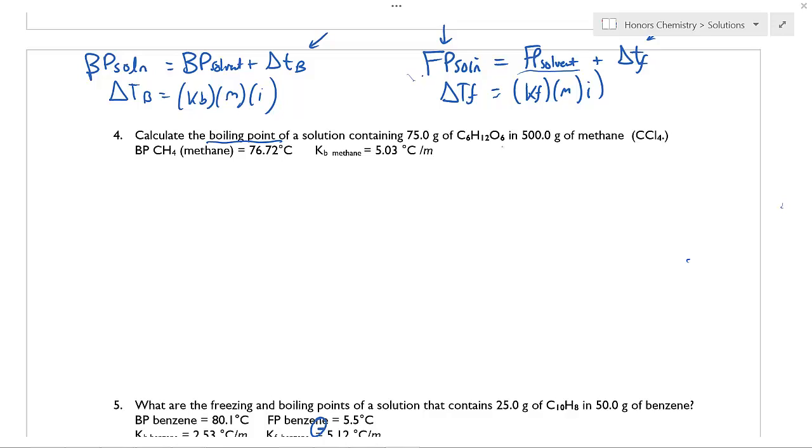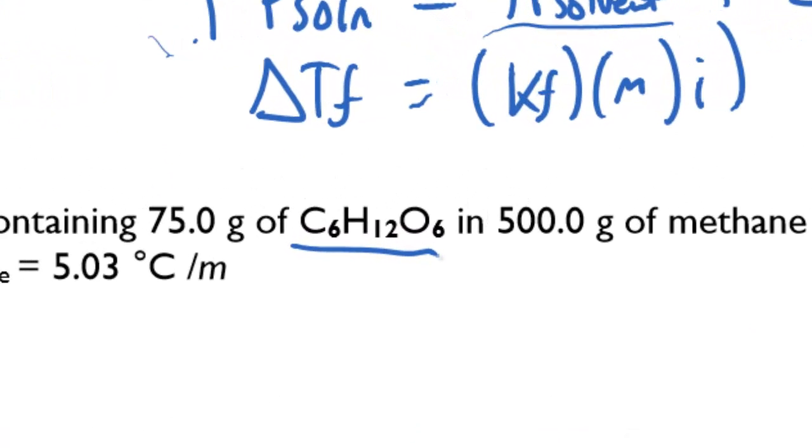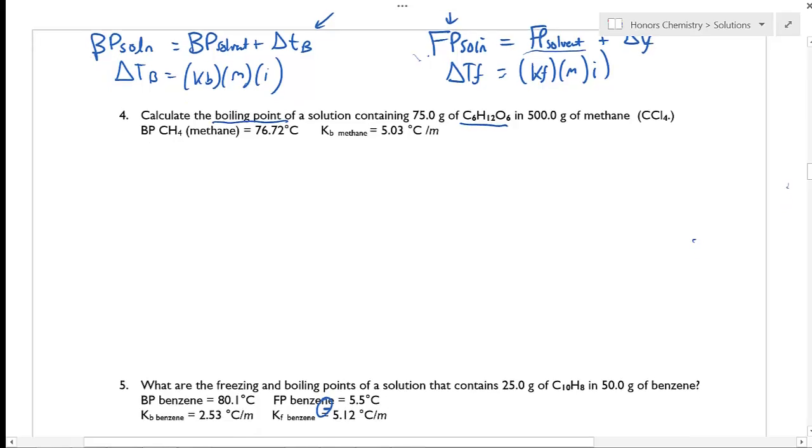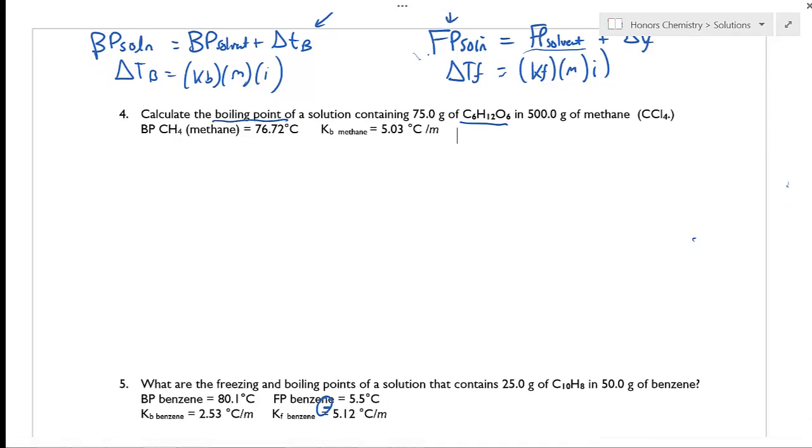But on this back side, we're dealing with molecular or covalent compounds, and so what's going to dissolve them well is going to be similar nonpolar solvents. So methane is a nonpolar solvent, and so like dissolves like: nonpolar dissolves nonpolar, polar dissolves polar. We're going to do this a little bit differently now that we have different solvents. Given in the problem, they give me the chart values I need for this Kb of methane, and this problem is just asking for the new boiling point.